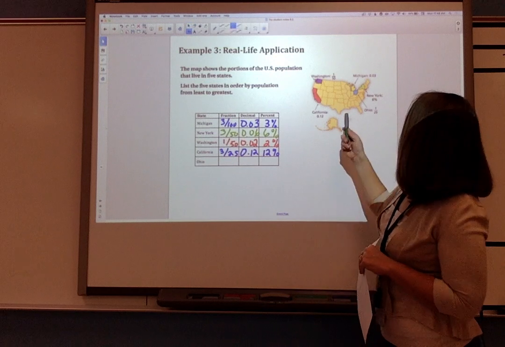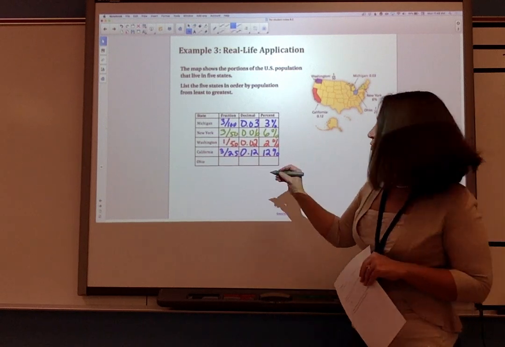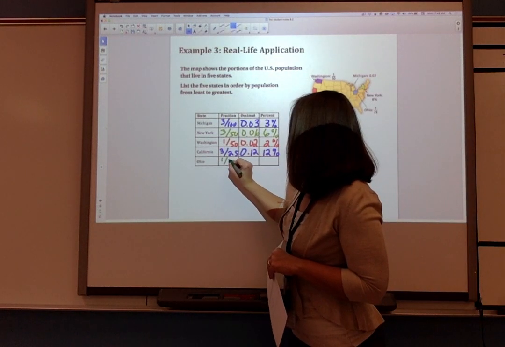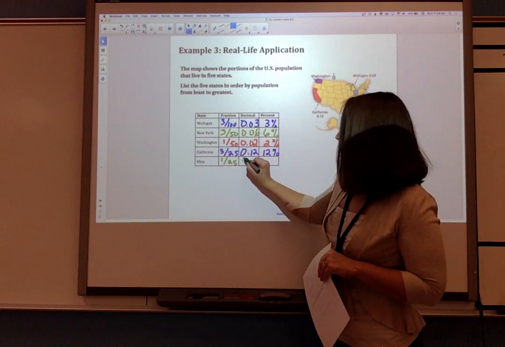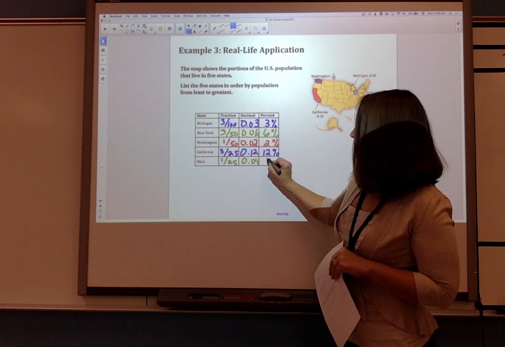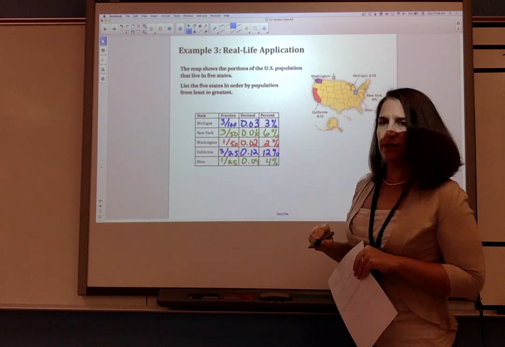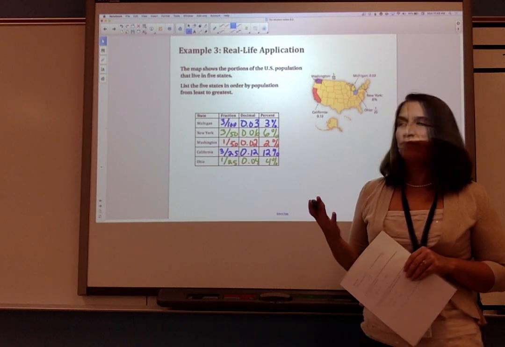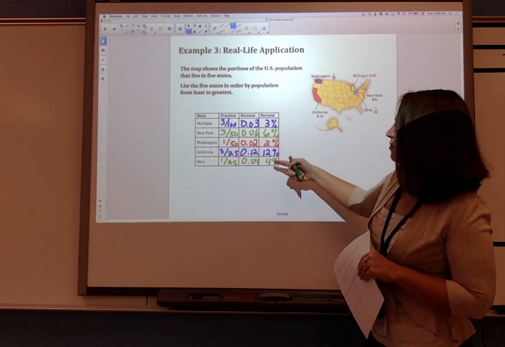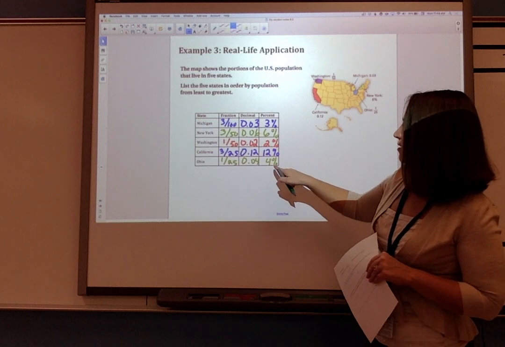And then last we have Ohio, which is 1 over 25 as a fraction. That would be 4 over 100, 0.04, or 4%. Okay, so now we need to list these in population from least to greatest. So let's compare the percents. Those are nice and easy to compare here.